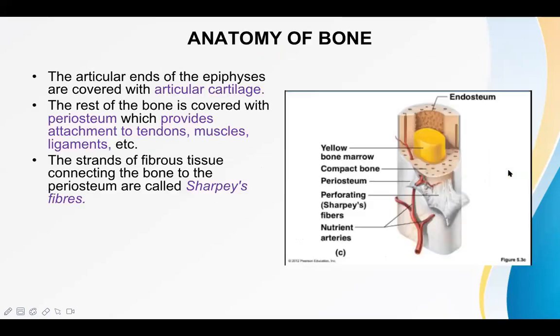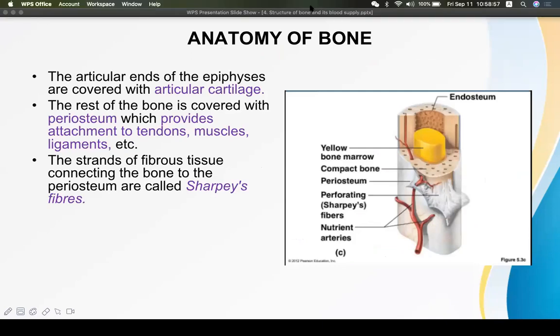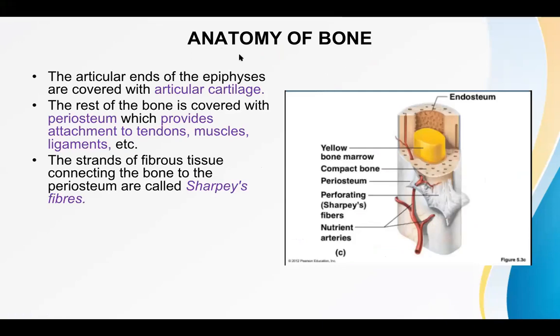Okay. Let's move on. Let's talk about some other related anatomy. Now see here. The articular ends of the epiphysis are covered with articular cartilage. Already talked about. Articular means a joint. So these articular cartilages play an important role in the formation of the joint.